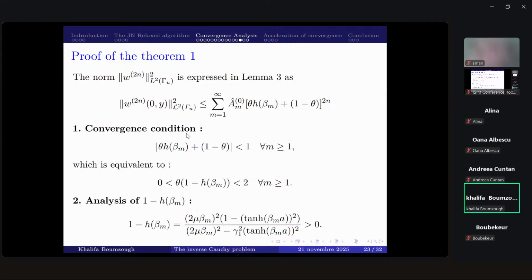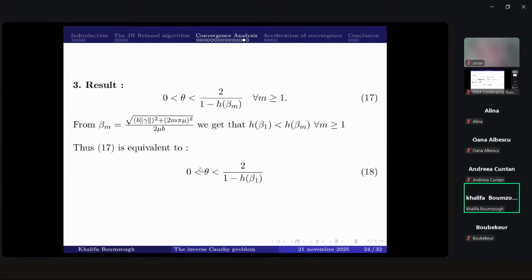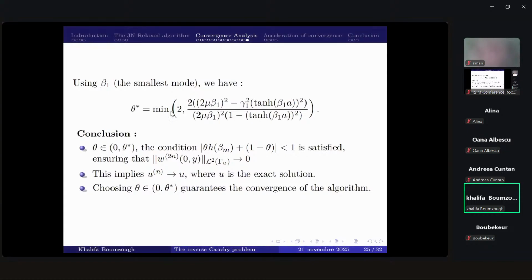The convergence condition is that theta h beta n plus 1 minus theta is between 1 and minus 1. So finally, we obtain theta between 0 and theta star defined like that. This implies the sequence Un converges to the exact solution U. If theta is between 0 and theta star, the convergence of this algorithm is guaranteed.